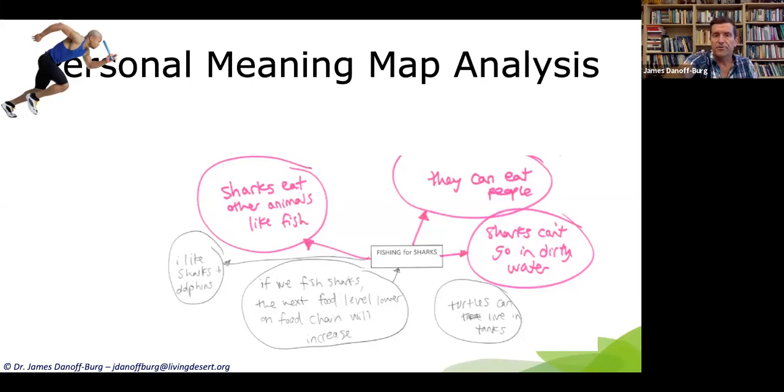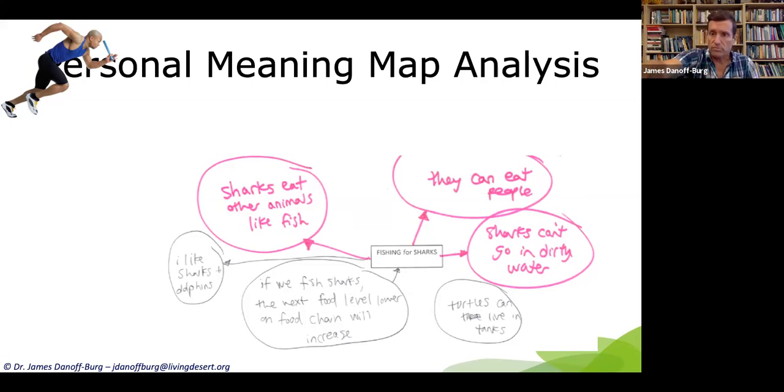So you put that as the center prompt, and then you ask the audience to write down their responses. And then you do a first order analysis, which are these first questions. And then you say, okay, enough of the first order questions. Now let's go to those responses that you just wrote down, and let's talk about sharks can't go in dirty water. What does that mean? What are the impacts of that on fishing for sharks? Oh, well, sharks don't like polluted water.